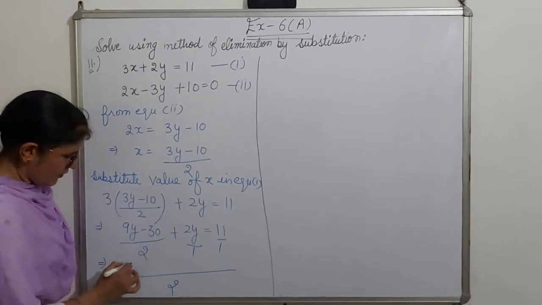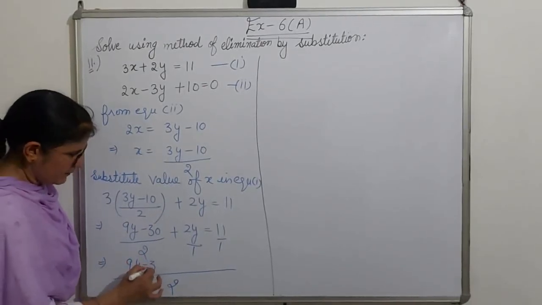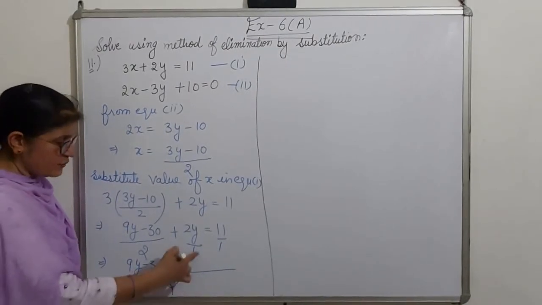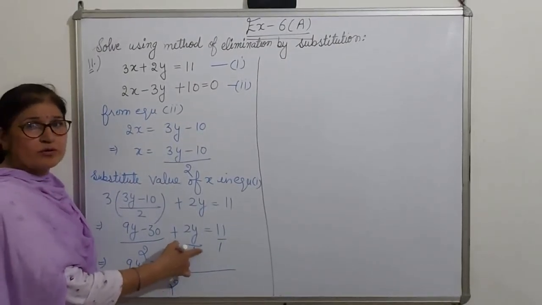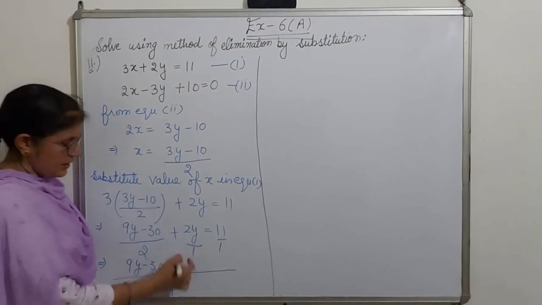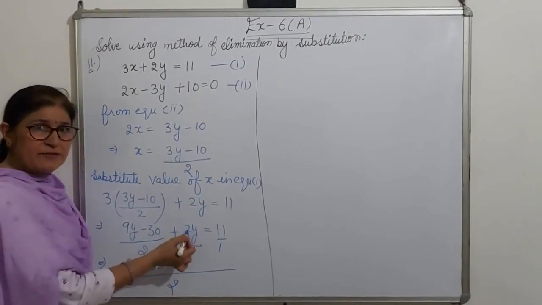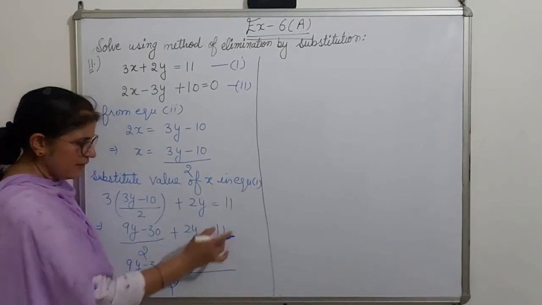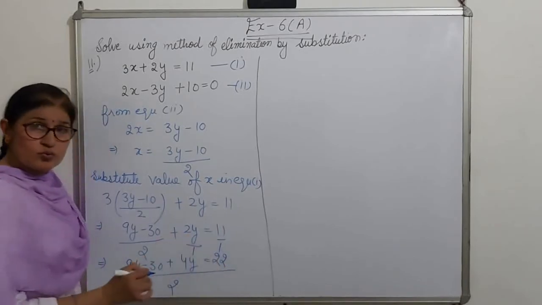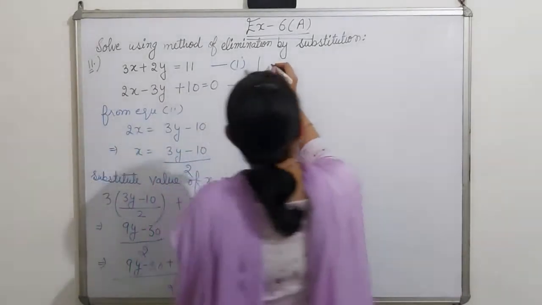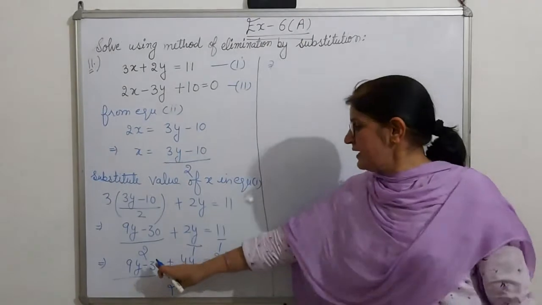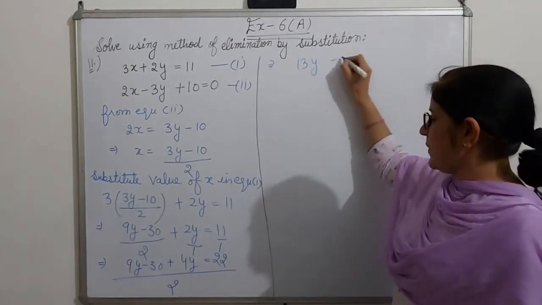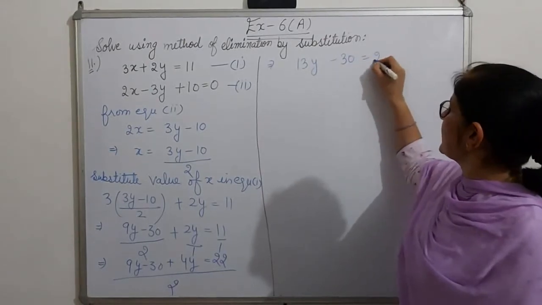What is the LCM? 2. So what will come? 9y minus 30. Here 1 twos are 2. When there is no denominator, or the denominator is 1, the LCM gets multiplied with the numerator. 2 twos are 4y. Here 11 twos are 22. 9 plus 4, 13y minus 30 is equal to 22.